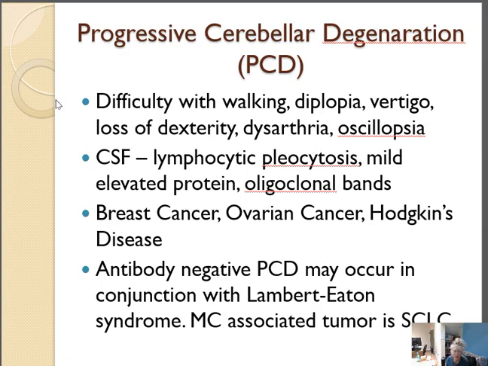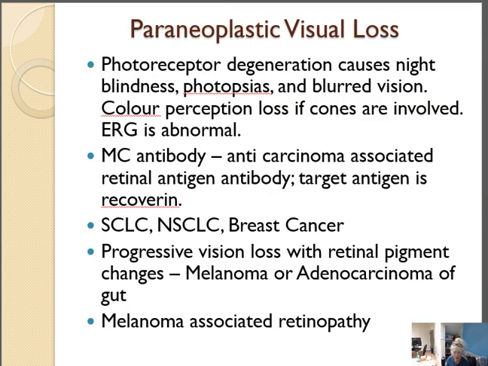Cerebral degeneration can be seen with lymphocytic pleocytosis and mild elevation of protein and oligoclonal bands, if breast cancer, ovarian cancer, and Hodgkin's disease have metastasized to the brain. Antibody may be negative, but may occur in conjunction with Lambert-Eaton, and these are associated with small cell lung cancer. I tell you, small cells everywhere. It does everything. Everything bad, small cell.